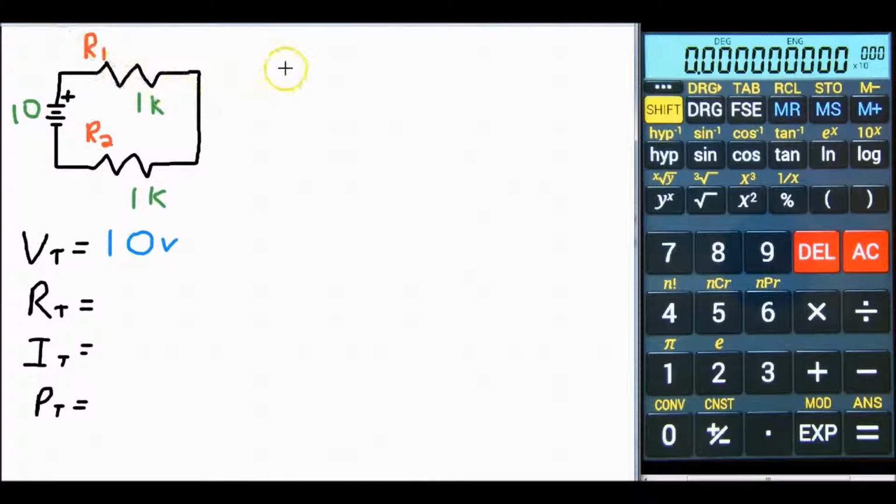Alright, let's find the resistance total of the circuit. The resistance total is equal to the sum of all the resistances in the circuit. In this case, we only have 2 resistors, R1 and R2. So our total will be the sum of those 2 resistors. R1 is 1K plus R2, which is also 1K.